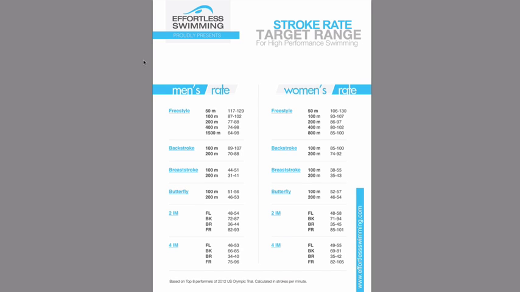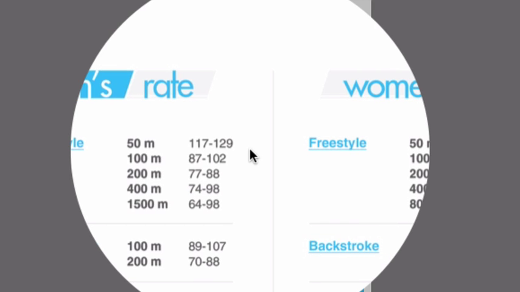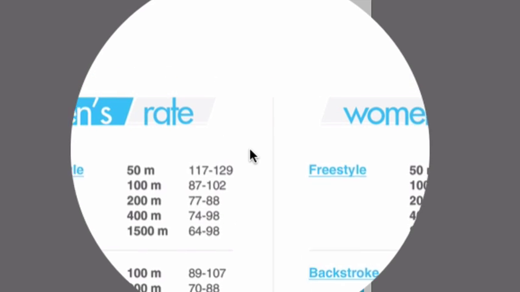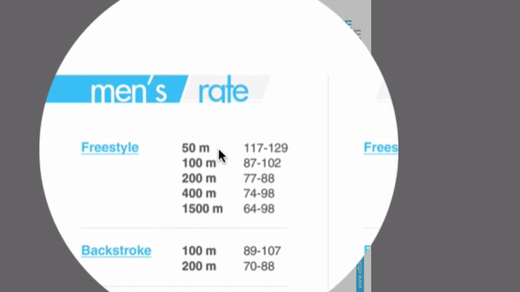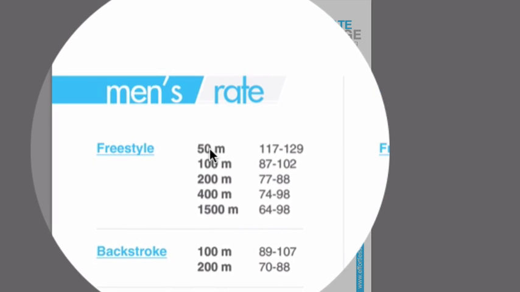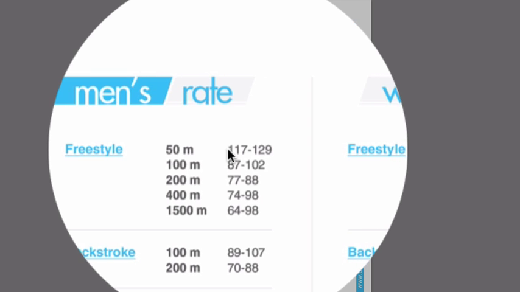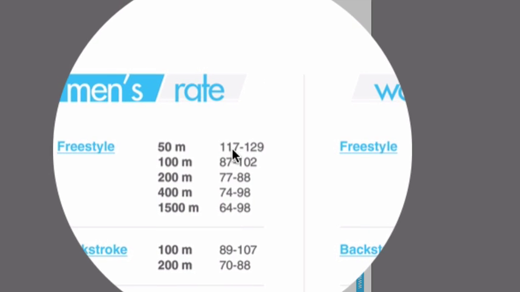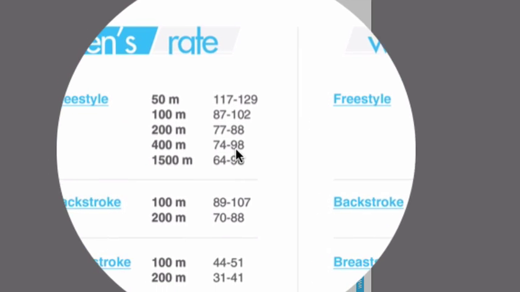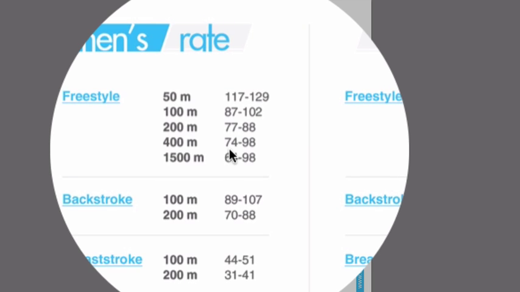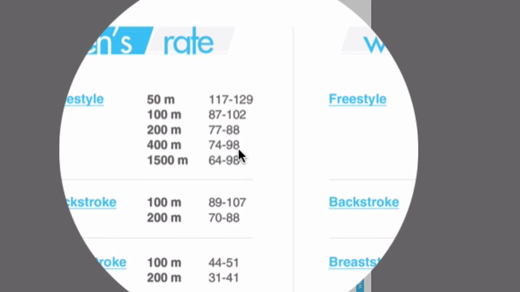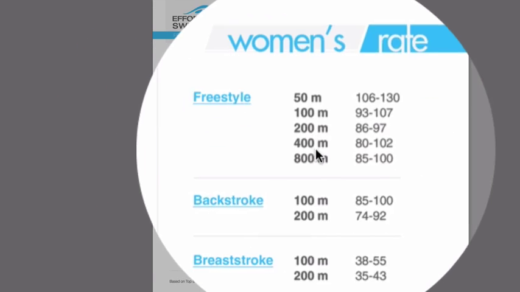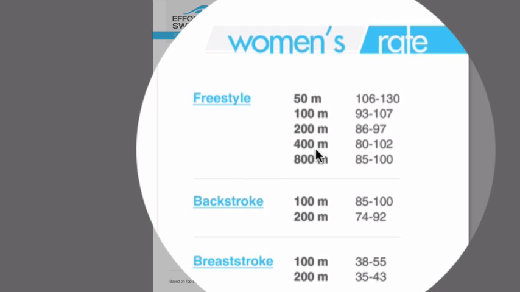Welcome to the stroke rate target range PDF that I've put together. It's based on strokes per minute and based on the top 8 performers at the 2012 US Olympic trials. So the data here shows that, for example, the men's 50 freestyle, the top 8 performers had a stroke rate of 117 to 129, and then down for the 400, 74 strokes a minute up to 98 strokes a minute. And then for the females, 80 to 102 for the 400.